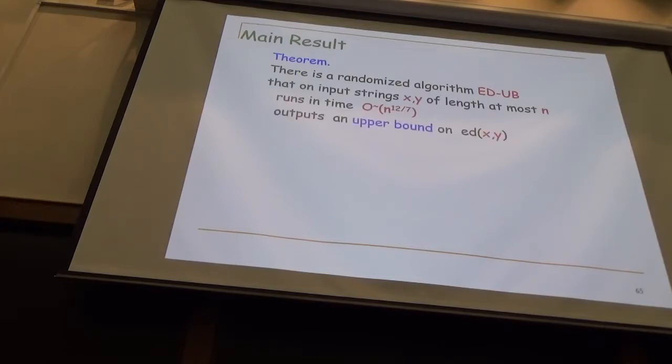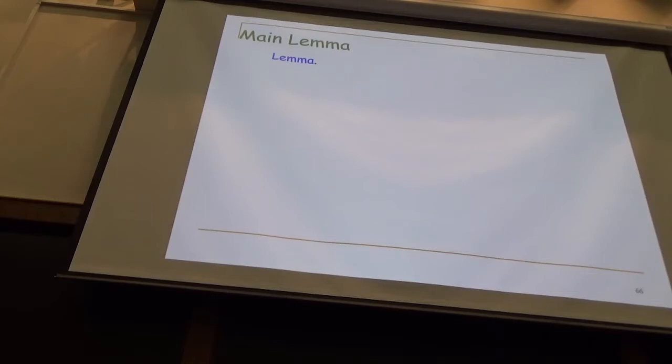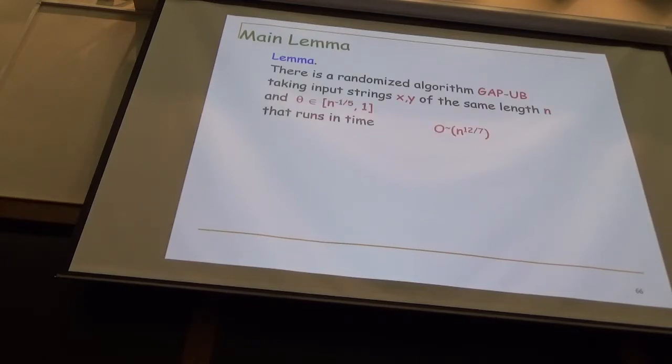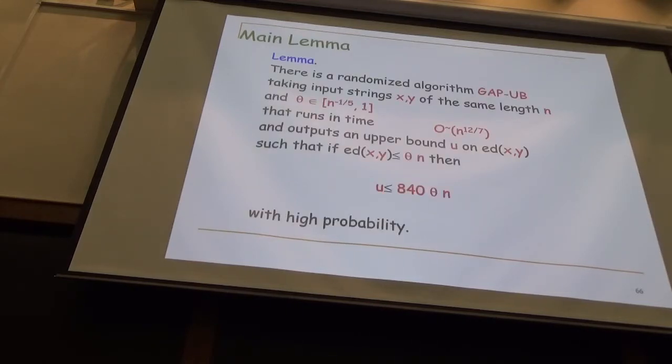But, okay, so back here, that's the main result again. And then there's a key lemma, which has a bunch of parameters.